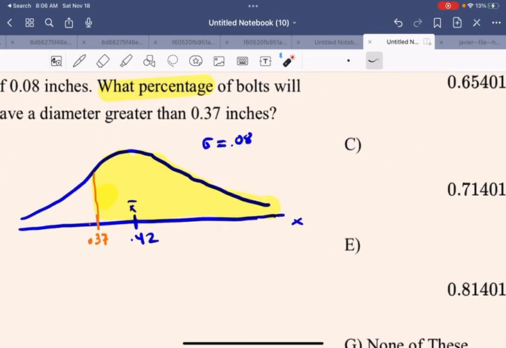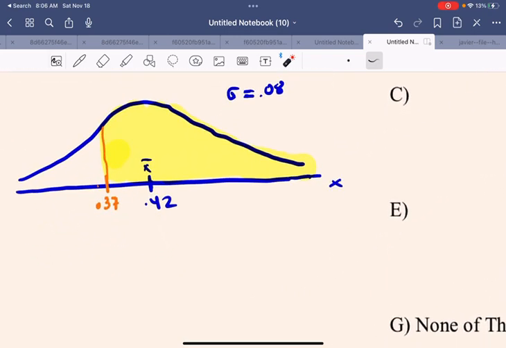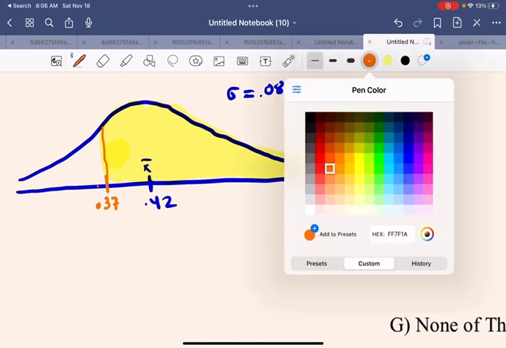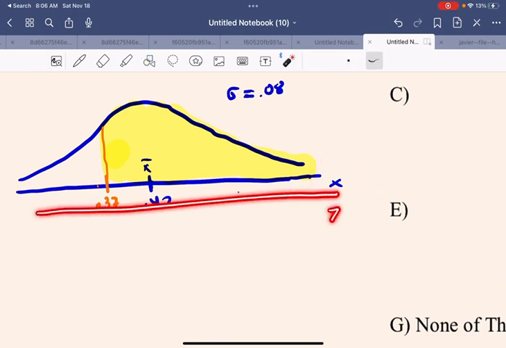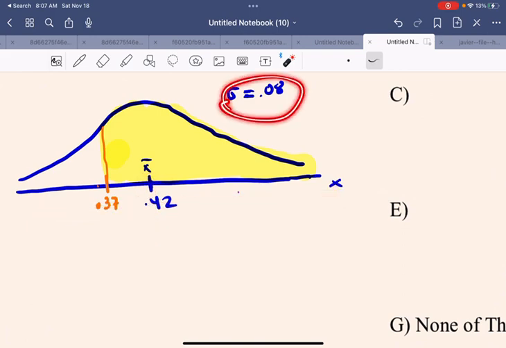Here's a standard way to do this. What we can do is write a parallel axis next to the x-axis. So here, this is our x-axis. We're going to write a parallel axis right next to it, and it's going to be our z-axis. That counts the number of standard deviations. The 0.42 translates to 0. That's the exact middle. And then we'll figure out how many standard deviations we are from the mean, knowing that each standard deviation is worth 0.08. Okay?